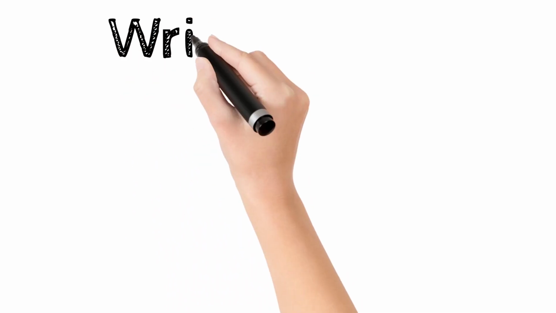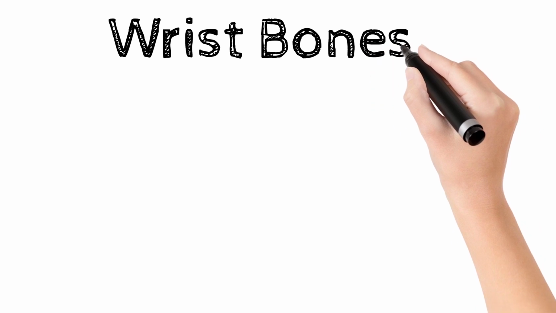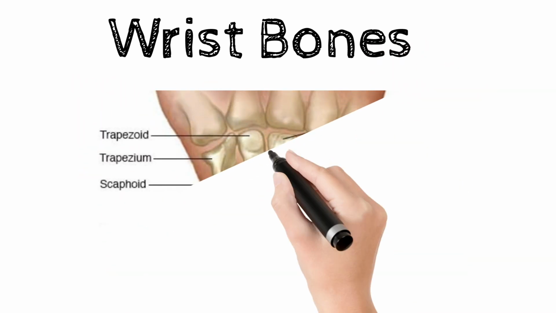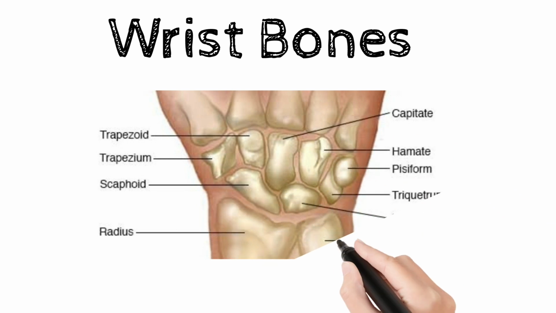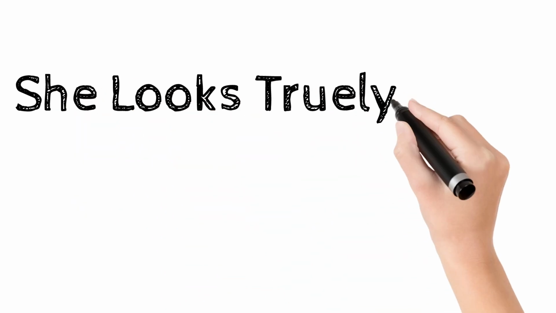Hi friends, let's learn a trick to remember wrist bones. Wrist bones, also known as carpal bones, are 8 in number. Carpal bones along with radius and ulna form the wrist joint. The mnemonic for carpal bones is in such a way that it rhymes with the names of the bones.